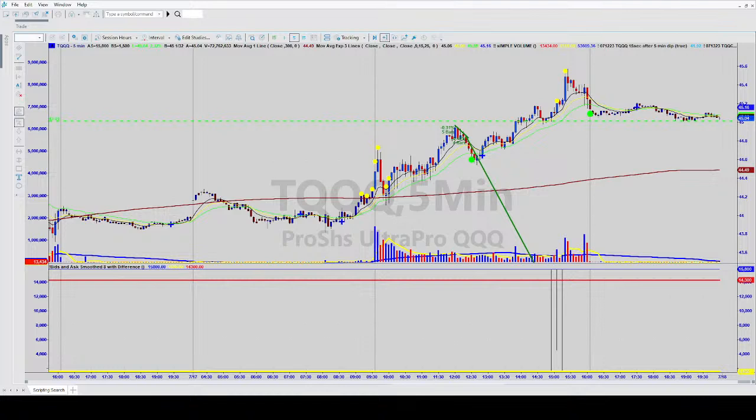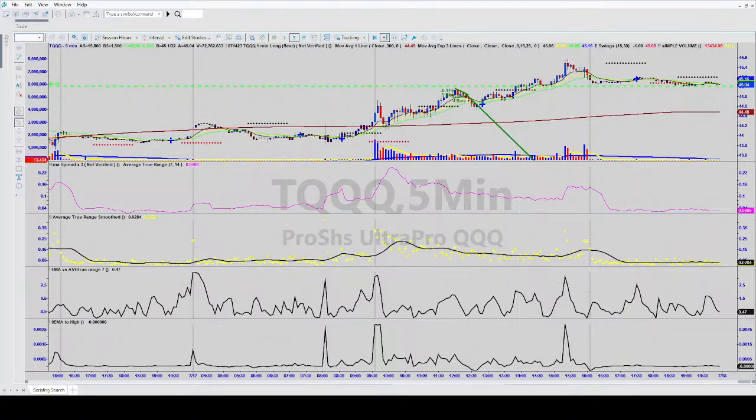All right, so let's do some coding, trying to identify tops or bottoms for TQQQ. And today is July 17th. So let's start with getting rid of everything. Actually, let's add everything that I typically look at when I'm putting together a code.